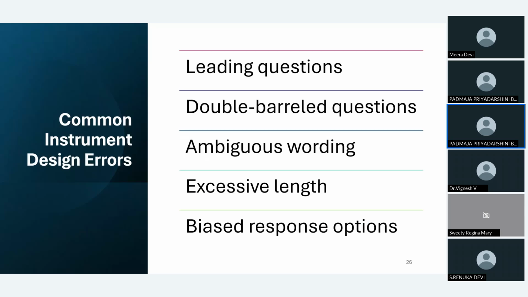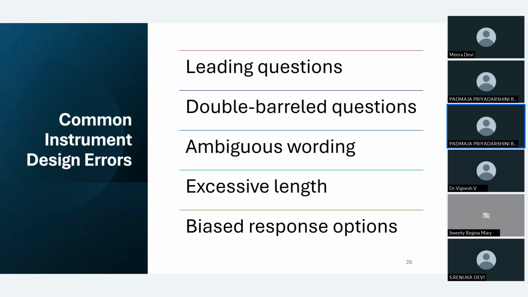Usually, what are the errors we make when we try to design the instrument? One is leading questions. We will always have some questions which force them to take it in the direction that we want. So there are leading questions, and some double-barreled questions. Sometimes it will confuse us whether this or that. You can also see some statements with two negative things, so it will be very difficult for them to understand and answer.